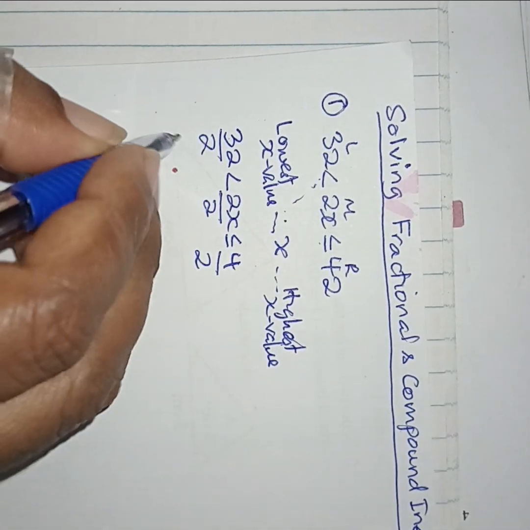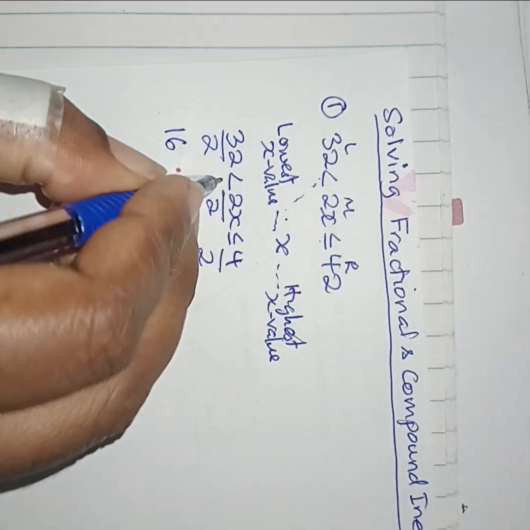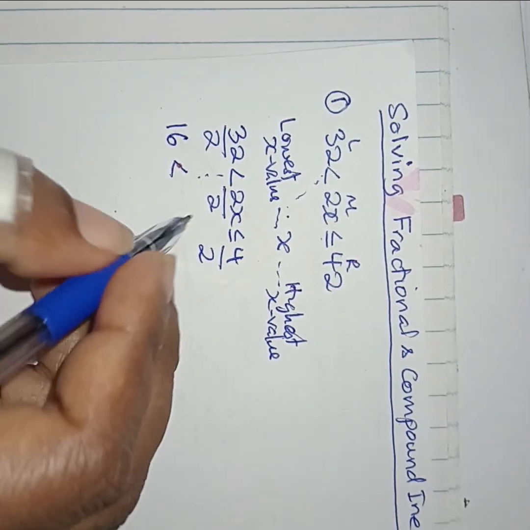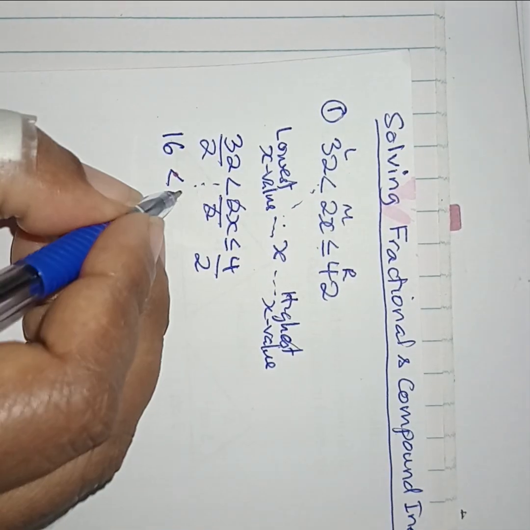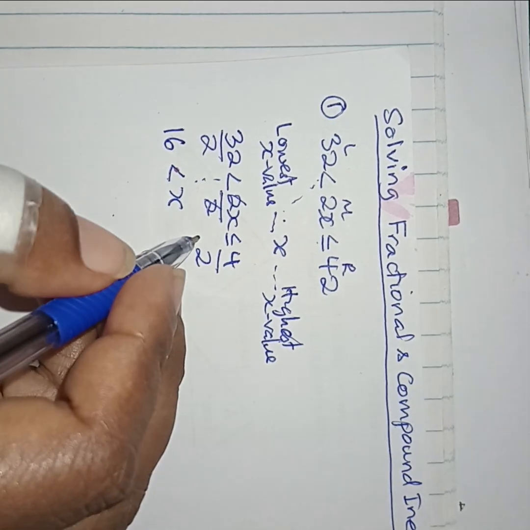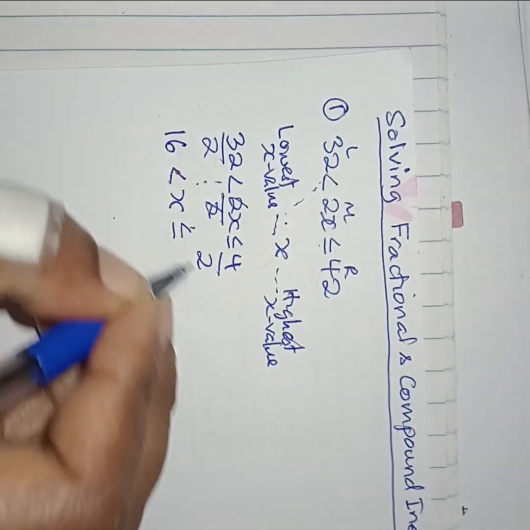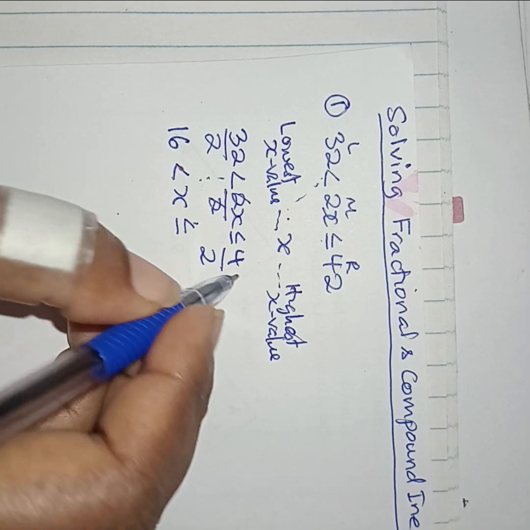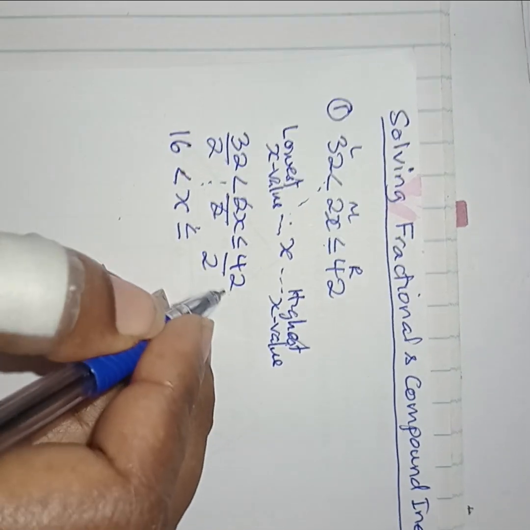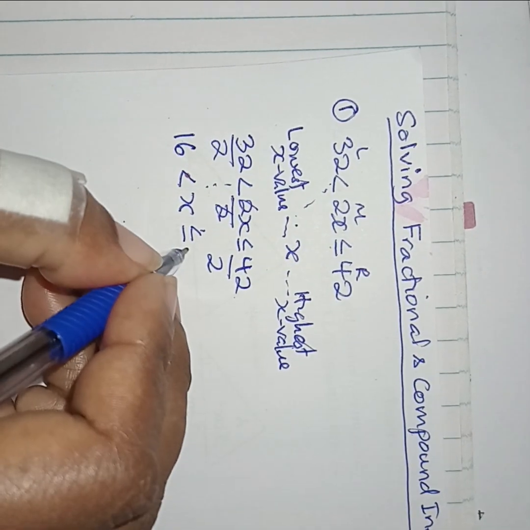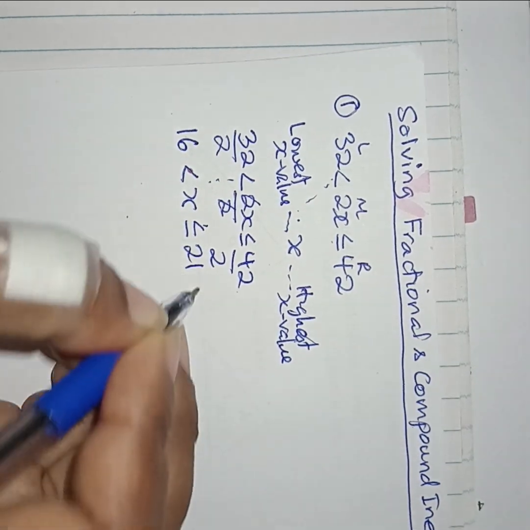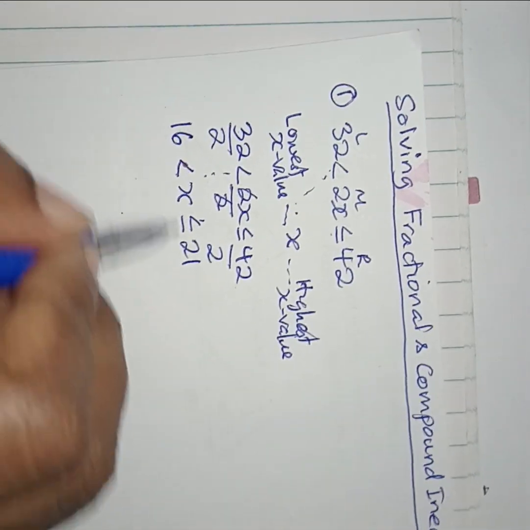So 32 divided by 2 gives 16. Bring down the inequality sign. 2 divided by 2 is 1, and 1 times x is x. Bring down the inequality sign, and 42 divided by 2 gives 21. Okay, and this is it.